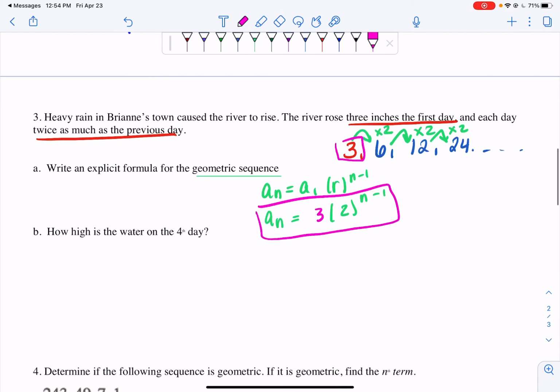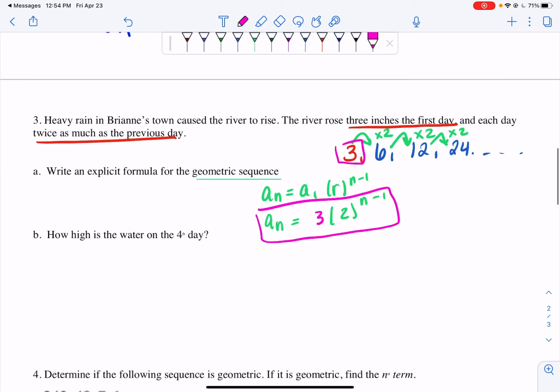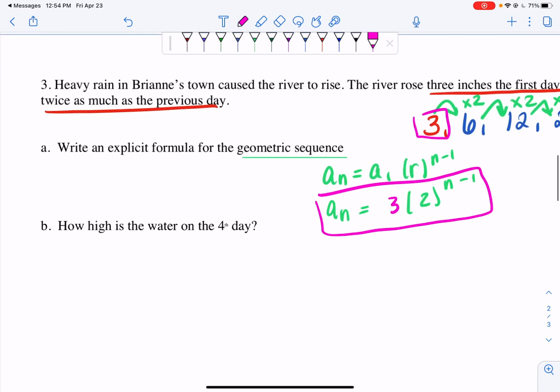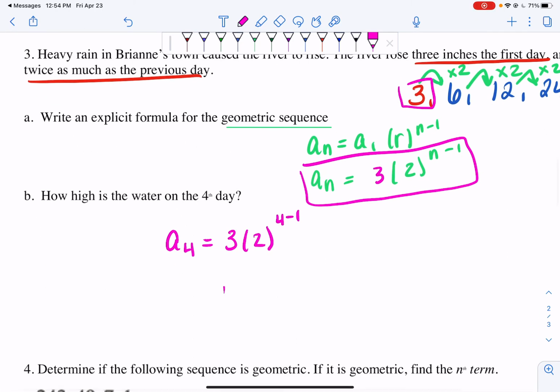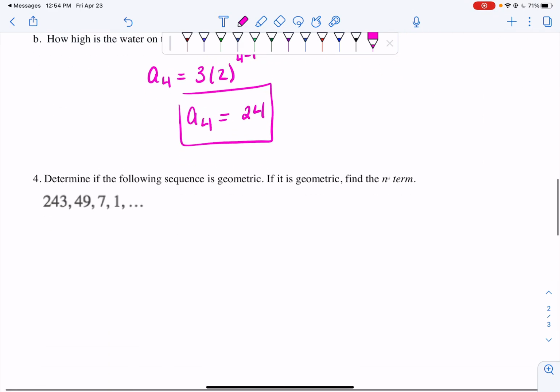Now for part B, it says how high is the water on the 4th day? So all I do is I just plug in 4 for n. So I do a sub 4 equals 3 times 2 to the 4 minus 1. Type that into your calculator and tell me what you get. If you typed it in correctly, you should get a sub 4 is equal to 24, which means that on the 4th day, the water is 24 inches high, or 2 feet.